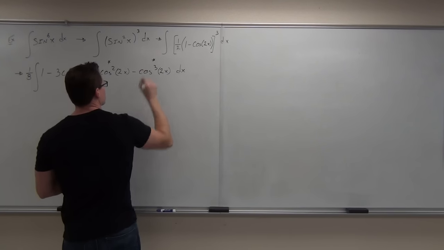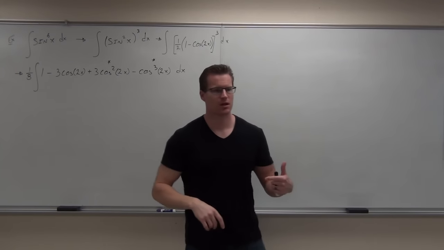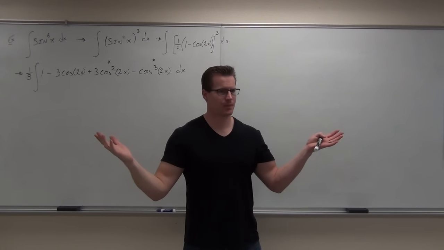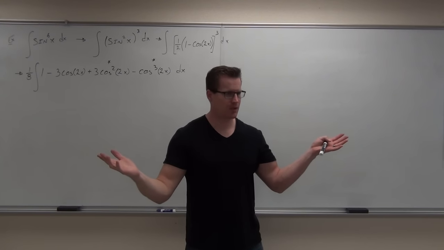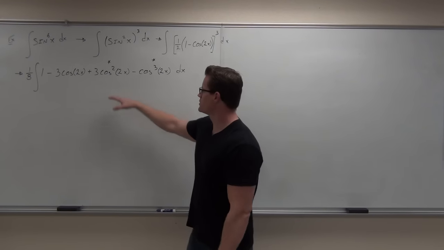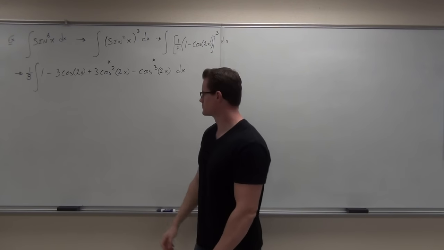Another little star. If you've got cosine to the third, let's think about this. Are you going to do half angle? Are you going to do the Pythagorean identity? Why? Because it's an odd power. That's exactly right. So let's go slow. I want you to just do the half angle right now on this guy. Just do that.